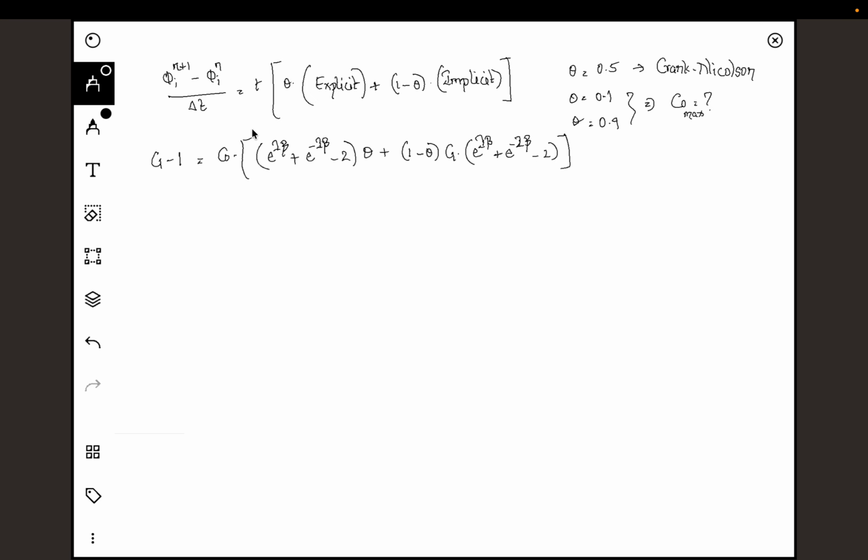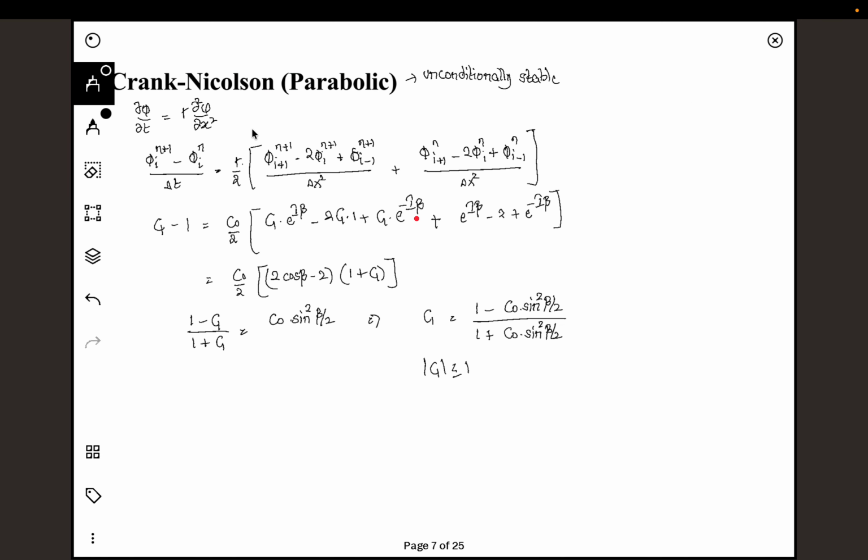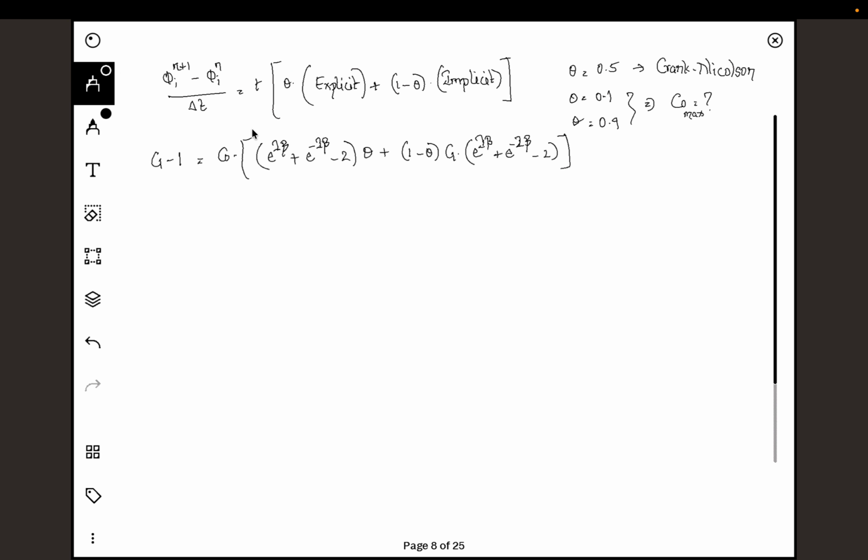Is this clear? All we are doing is taking the step directly from this. Once we do the explicit, we know that we are going to get this term, and for the implicit, we are going to get this term. So I've just written them directly here. So that would become 2 times cos beta minus 1, theta plus 1 minus theta times G.